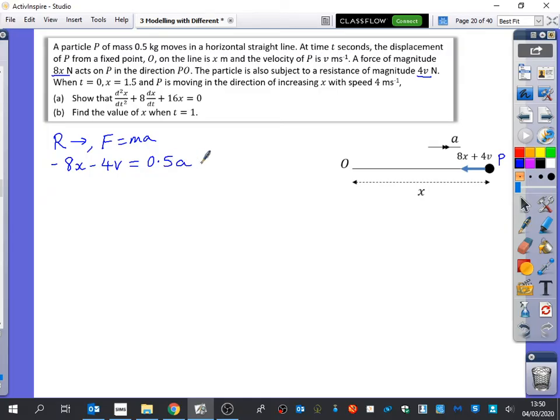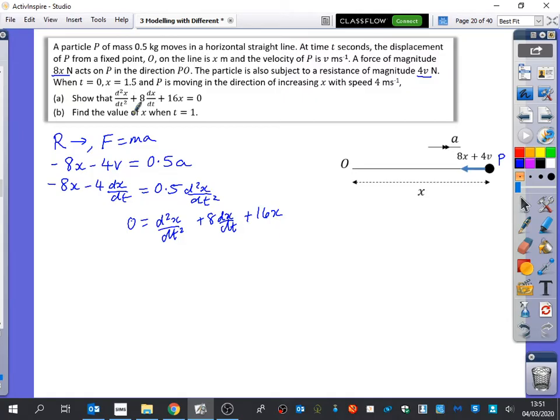There's a lot of blank looks for some very basic F equals ma here. It's just F equals ma, okay? Now we can just substitute in all the things that we know. So we get minus 8x minus 4 dx/dt equals 0.5 times the second derivative of x with respect to time. Double everything, rearrange it, and you get that. So you get 0 equals this plus this plus this. So it's just F equals ma to establish that.